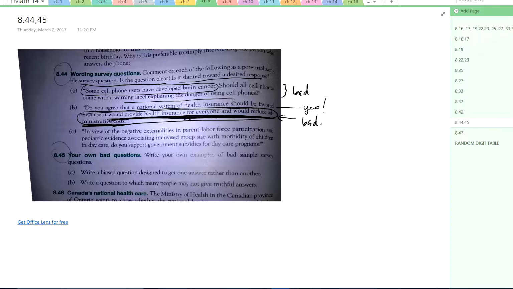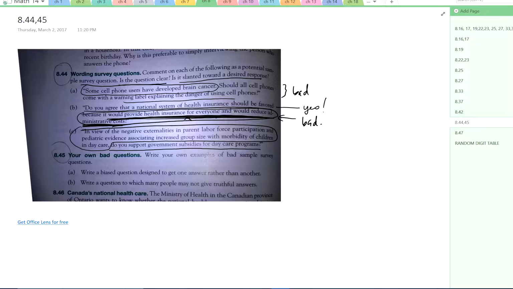Okay, C. In view of the negative externalities of parent labor force participation and pediatric evidence associated increased group size with morbidity of children in daycare, do you support government subsidies for daycare programs? Okay, most people when they read that are going to do what I did. Holy cow, what kind of sentence is this? I can't even read that sentence hardly.